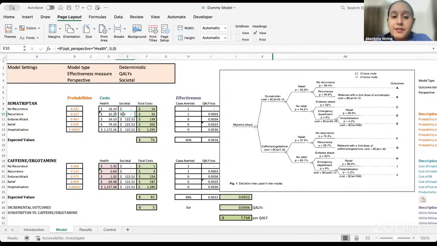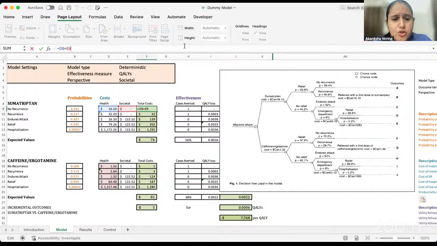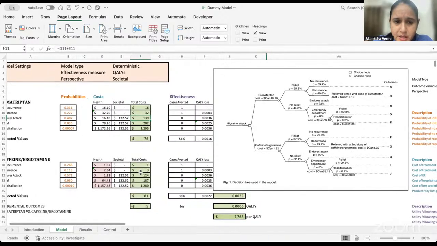And then you have two costs: societal cost and health cost. So basically these are the indirect costs also I've added. Okay, and these are the direct costs for the management. Now total cost would be, you add both the indirect and direct cost to have the total cost. Okay, this is for your sumatriptan, and similarly I've done for your caffeine, right?